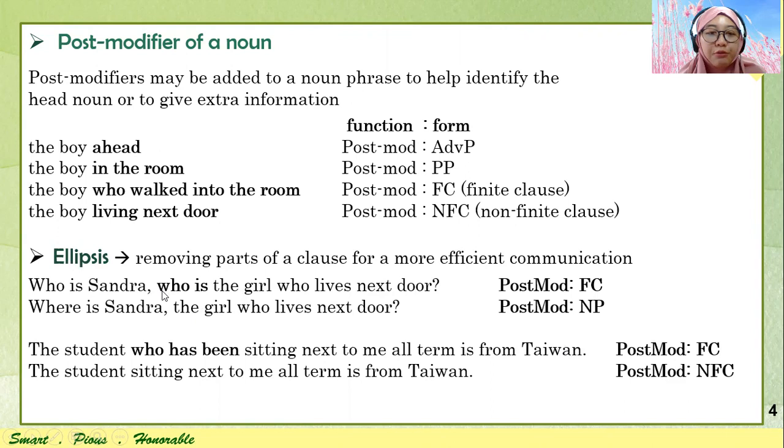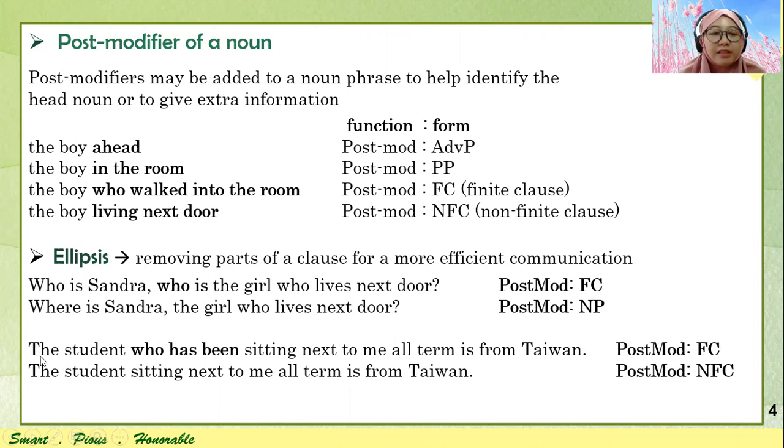So if we give this word, the post modifier will be a finite clause. Karena ada who-nya ya, who is the girl who lives next door. However, we tend to remove the who is. Oh, kok jadi where ini? Who is Sandra? The girl who lives next door. The girl who lives next door becomes a noun phrase karena udah nggak ada who is-nya.